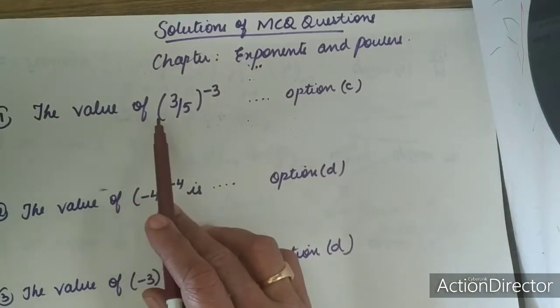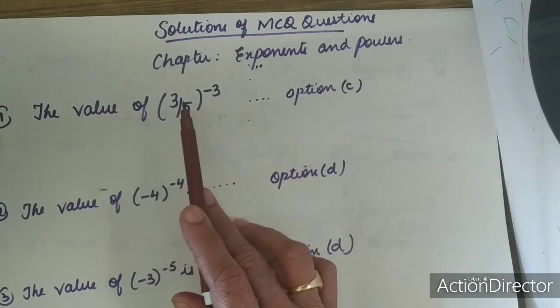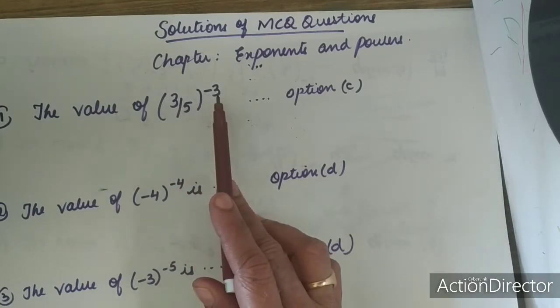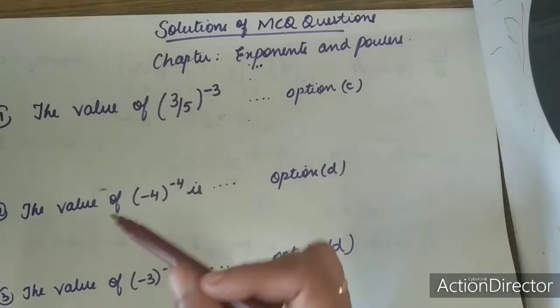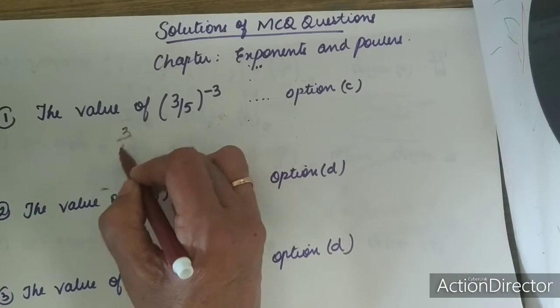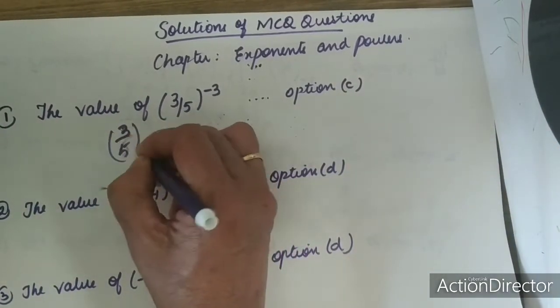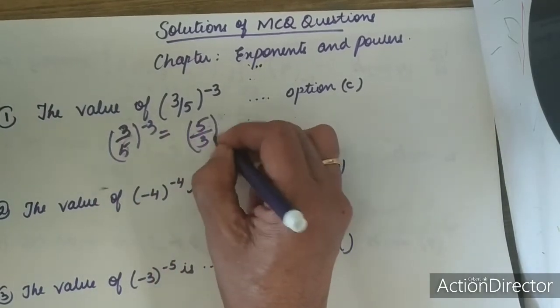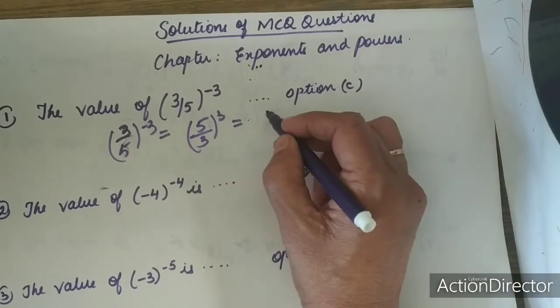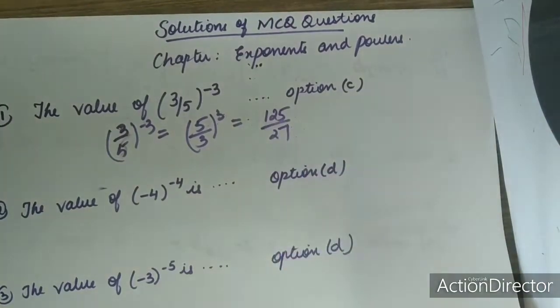So the value of (3/5) whole power minus 3. First, always you have to make the power positive. To make the power positive we take the reciprocal of this number. So you have to write (3/5) whole power minus 3 will be equal to (5/3) whole power 3, which is equal to 125 upon 27. So I think option C is correct.